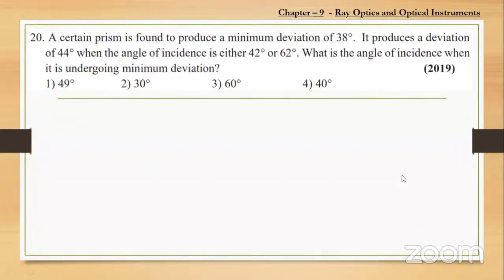Next question, look. A certain prism is found to produce a minimum deviation of 38 degrees. They have given the minimum deviation value as 38. Which medium does that indicate? Can you guess that medium? If it is 38, which one comes?